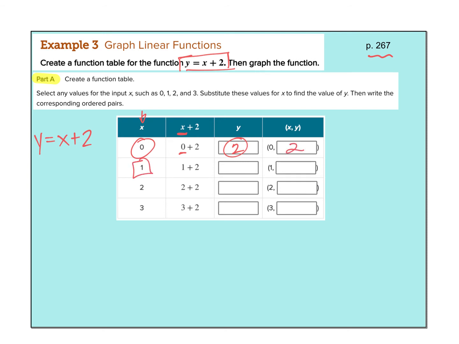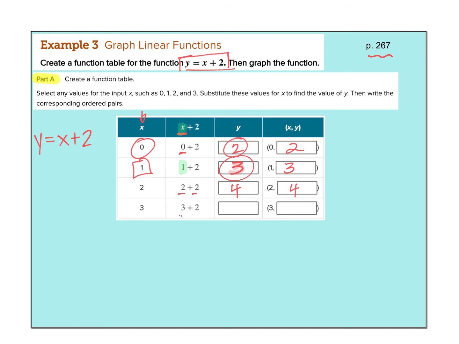Okay, my next coordinate, they plugged in a 1. So all they did is come right here, and they said, okay, plug in a 1 instead of that x. 1 plus 2 gives me 3. So my coordinate is 1, comma 3. The next one, they plugged in a 2. 2 plus 2 is obviously 4. So my next coordinate is 2, comma 4.